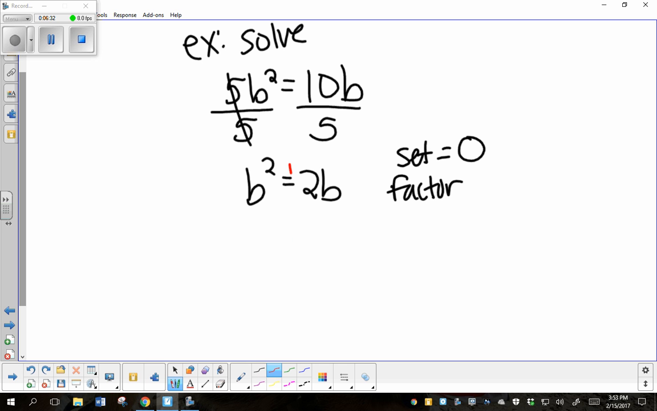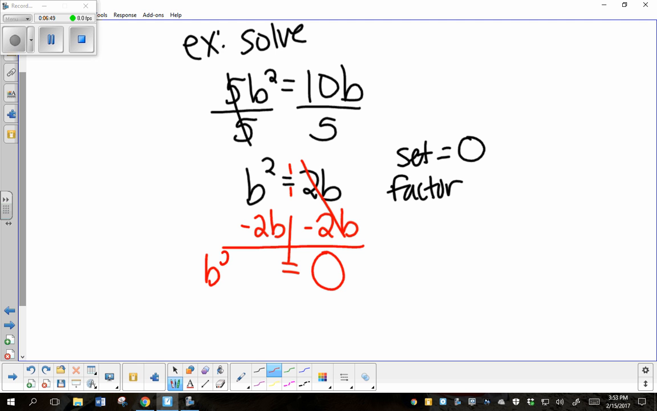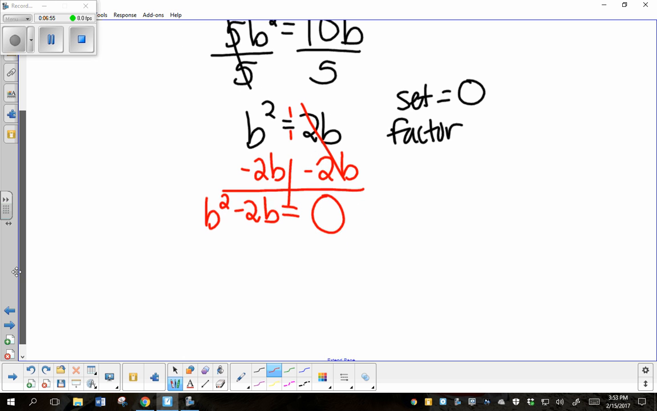So let's go ahead and subtract 2b from each side of that equation. And then we're going to be left with 0 on this side of the equation. And on the other side, we just have b squared minus 2b. So we got it set equal to 0. Now let's try factoring this.